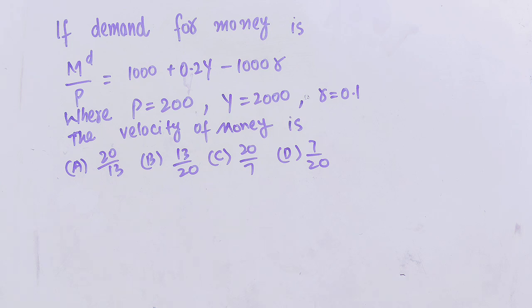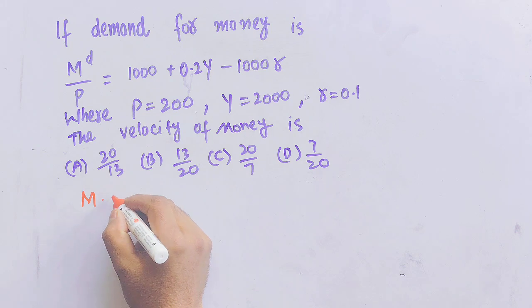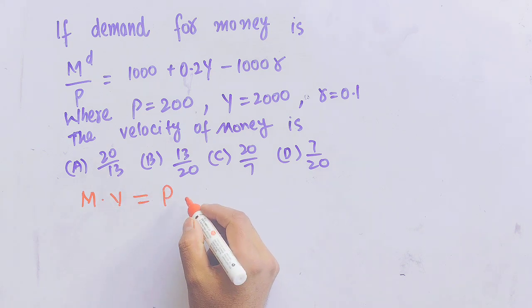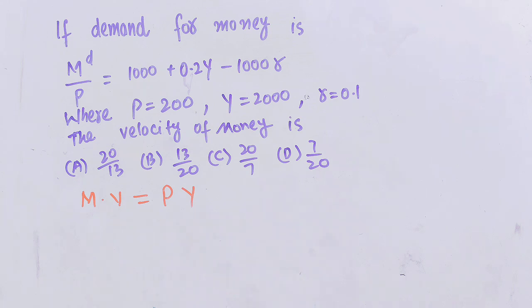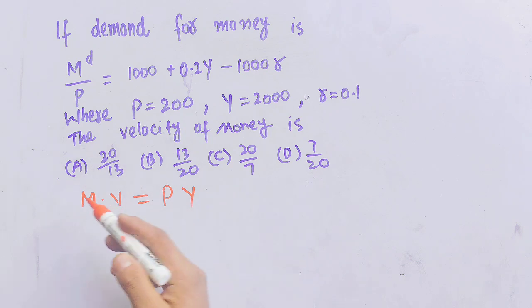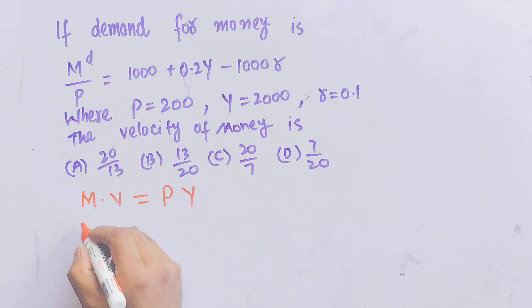Okay, so what is our quantity theory of money? It tells us that money supply times velocity should be equal to the price level times the GDP. Now at equilibrium we know demand for money should be equal to the supply of money. So money demand is equal to money supply. So let us first find out the money demand.